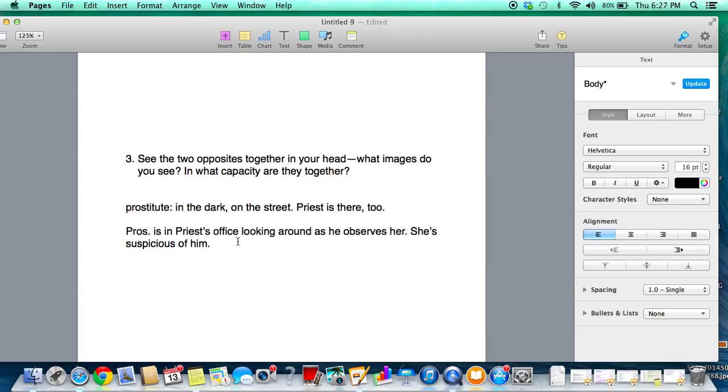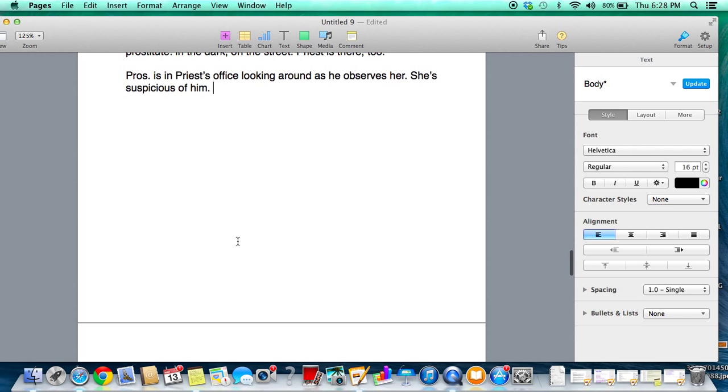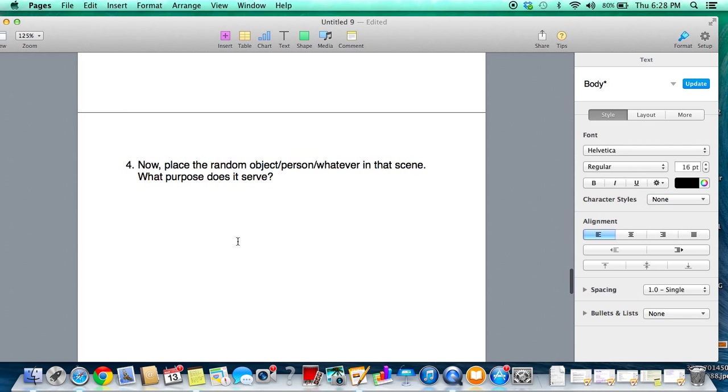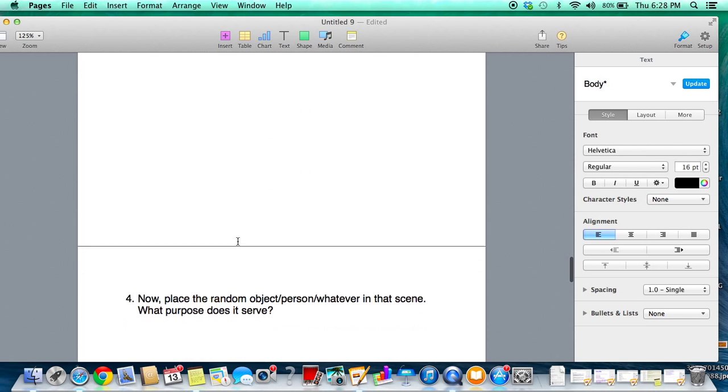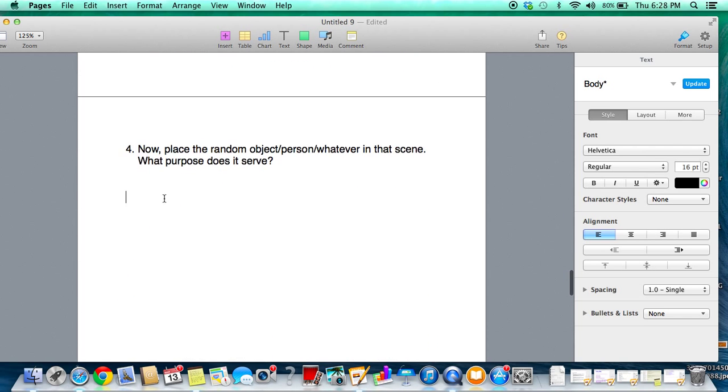Why is all this happening? It doesn't matter yet, but these are just things that I see. You may see something totally different, and that's fine. Now, place a random object, person, whatever in that scene. What purpose does it serve? Okay, so I chose the letter, right? The letter is in the office. It wouldn't really make sense for it to be out in the street, right? So the letter's in the office, and what purpose does it serve?